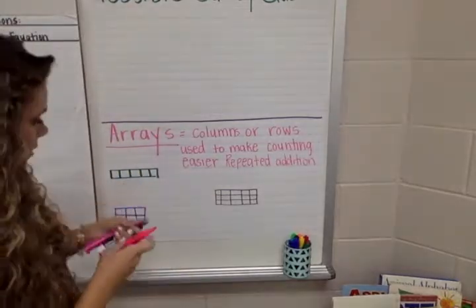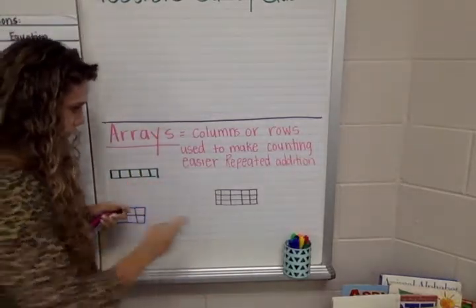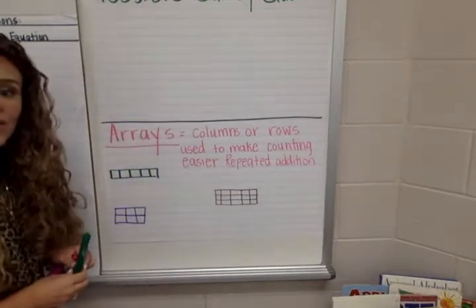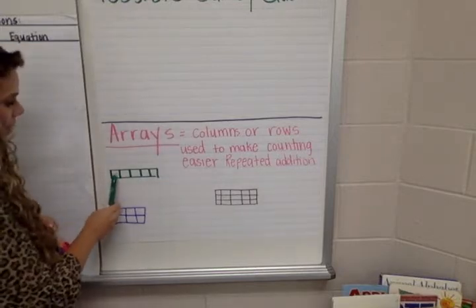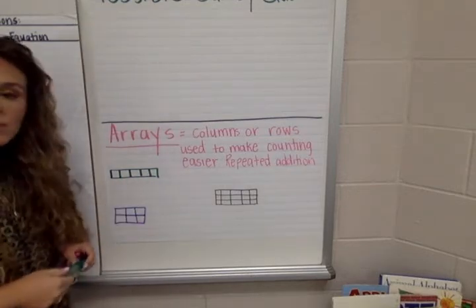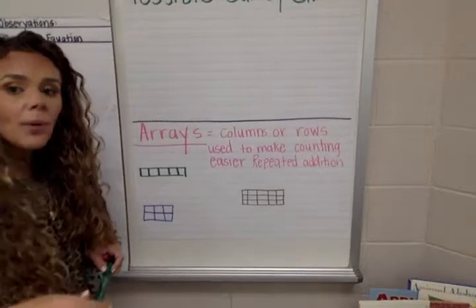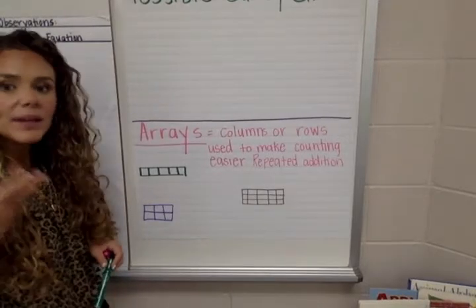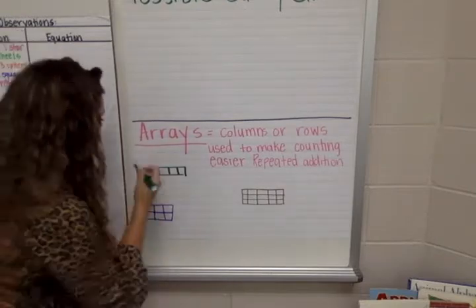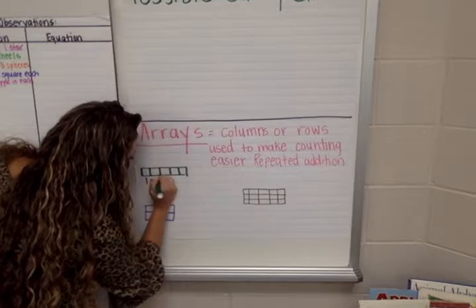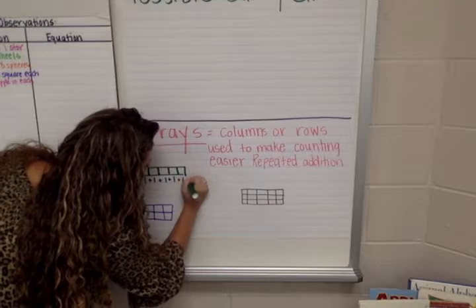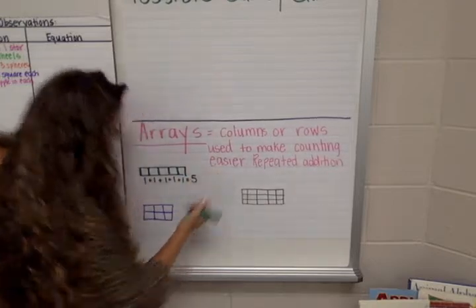So I want us to first take a look at this array I built right here. Arrays are how many rows and columns are in each. So we can take a look and simply say, well, Miss Johanna, there are 1, 2, 3, 4, 5 cubes there. So that array equals 5. But what are you adding each time to get to 5? How many are in each column? Well, you're adding 1 each time, right? This is really just the repeated addition sentence: 1 plus 1 plus 1 plus 1 plus 1, and that equals 5, right?